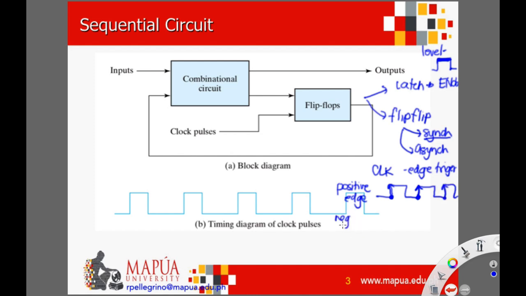Then you also have the negative edge, which means if this is your clock, there will only be change on the negative edge. The content of your memory, the output QN of your flip-flop, will only change from high to low. So it will only be triggered or changed from high to low, and so on.